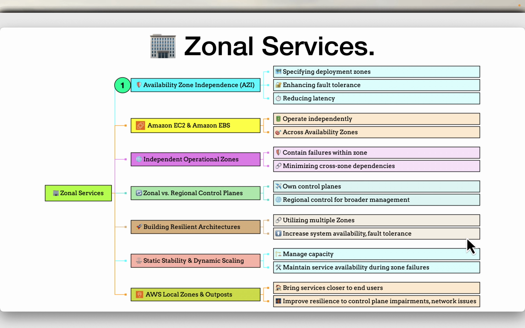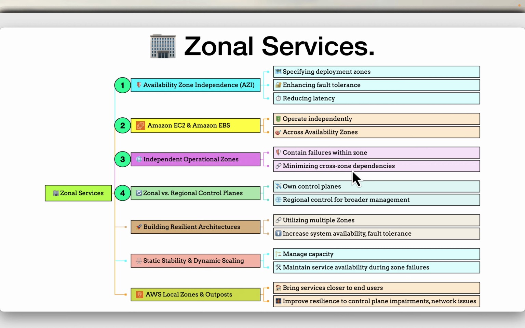One, availability zone independence, AZI. It enables specifying deployment zones for resources, enhancing fault tolerance and reducing latency. Two, Amazon EC2 and EBS. The key examples of zonal services that operate independently across availability zones are these two, EC2 and EBS. Third, independent operational zones ensure that failures are contained within a single zone, minimizing cross-zone dependencies.